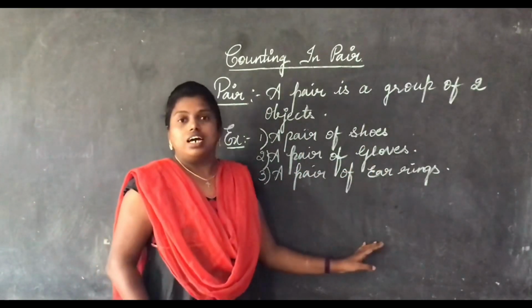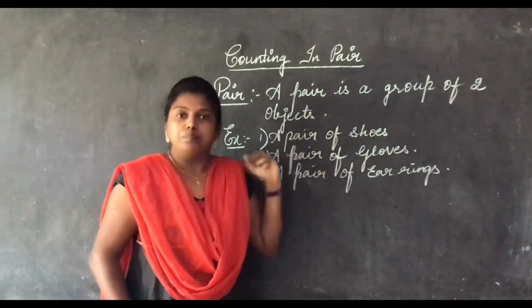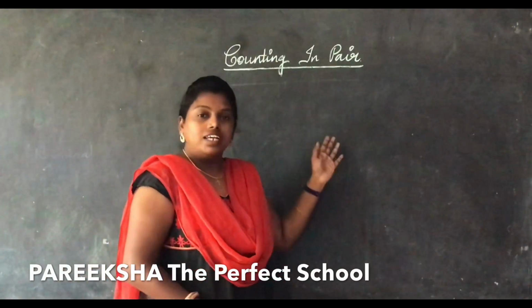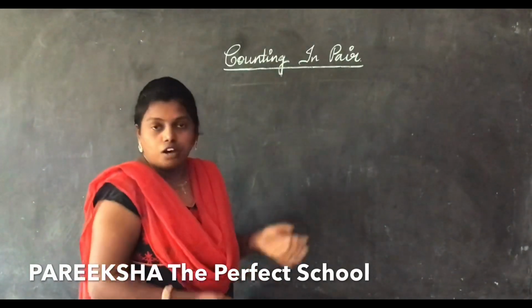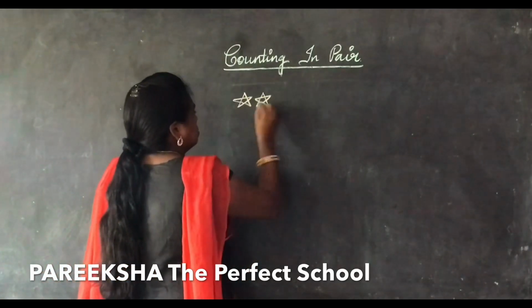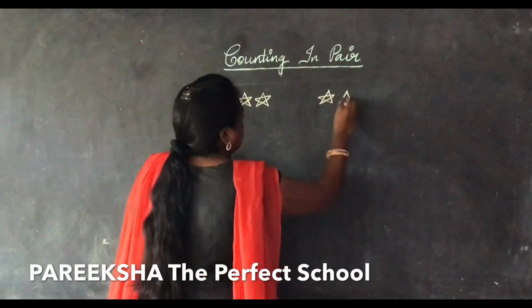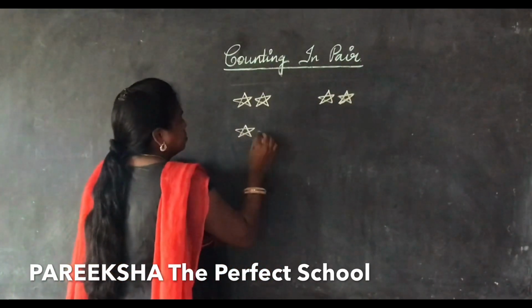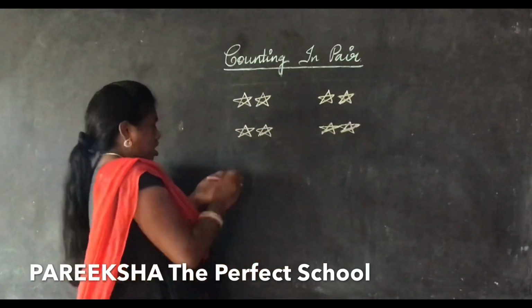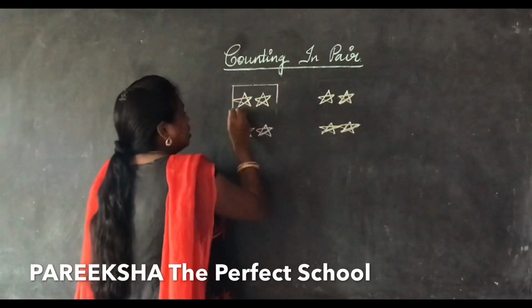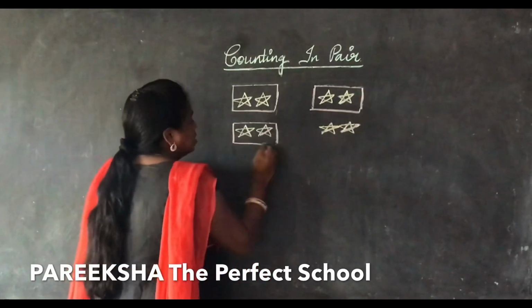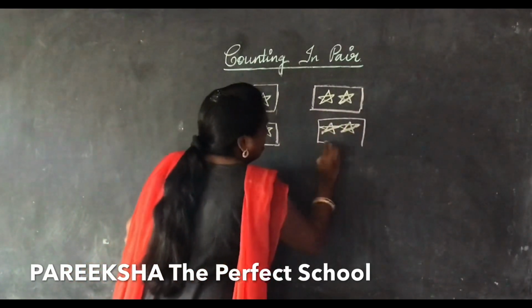So let us learn how to count the objects in pairs. Just now I said about pair. What is a pair? A pair is a group of two objects. Now I am going to draw a few stars on the board. See, here you can see the stars on the board. Okay. So all together, how many stars are there? So before counting these stars, let us know how many pairs are there in each row.